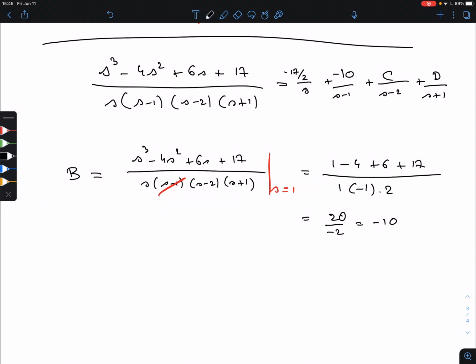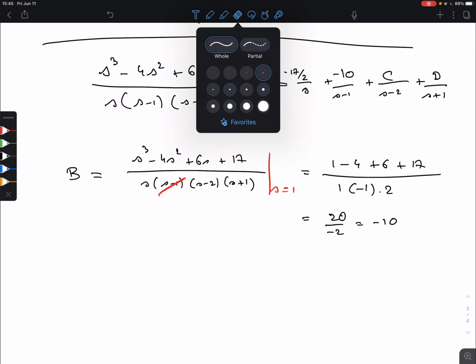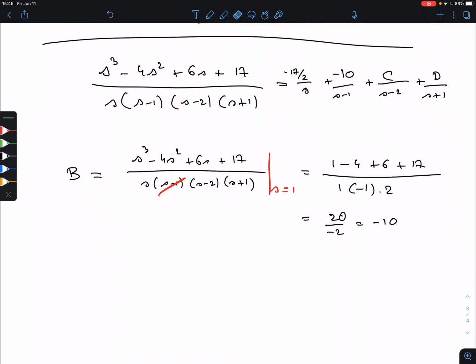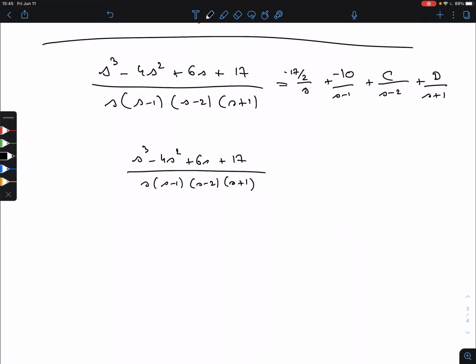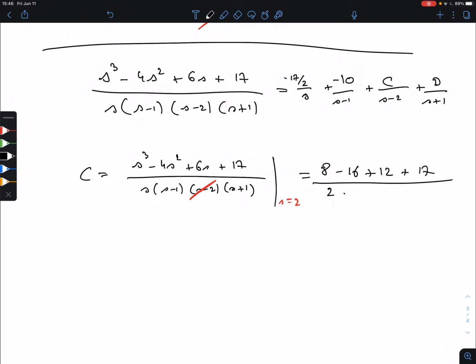So let's do the calculation for C. What happens with C? I hope by now you see what we need to do. C is on top of s minus 2, so always check what is on top. There's no reason to choose this order just because they wrote it in that order. So for C, what do you plug in? s is 2. So we get 8 minus 16 plus 12 plus 17 divided by 2 times 1 times 3.